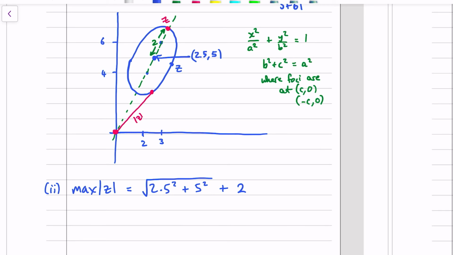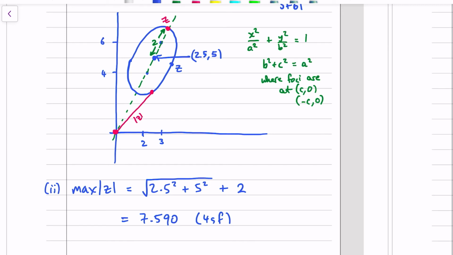And if you evaluate that, it's 7.590 to 4 sig fig. It does have an exact form, but it's not that nice, so evaluating as a decimal seems all good.